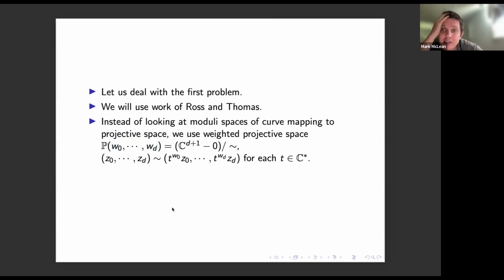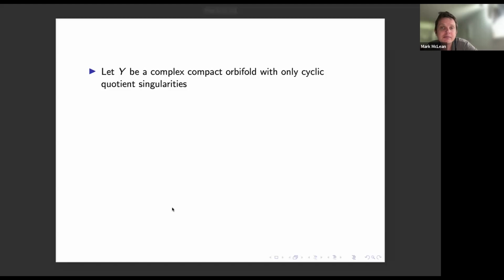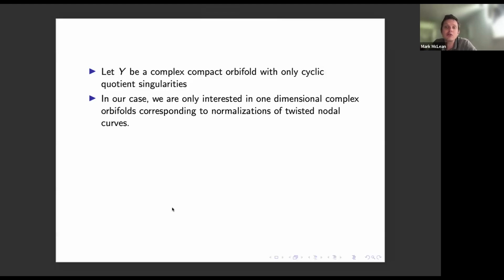There is a downside, which is that the orbifold points are cyclic singularities. So you're not going to map an orbifold with stabilizer groups that are not cyclic. However, if you have a twisted nodal curve, that's fine. Everything is cyclic. All the quotient singularities are Z mod kZ, so it's fine for us. So we're going to assume we have a compact orbifold with only cyclic quotient singularities. We're only interested in the one-dimensional case because we only want to map twisted nodal curves to this weighted projective space.